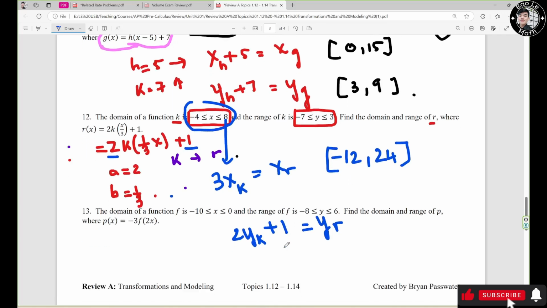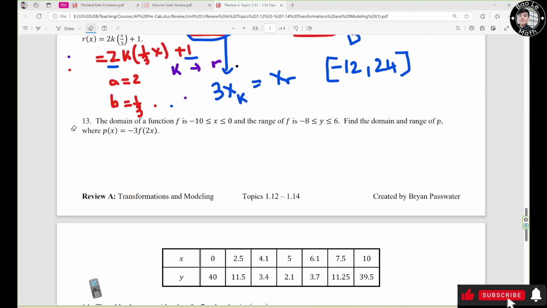Now, for the range, y equals negative 7 right here, substitute over here. So I have negative 7 times 2 is negative 14, plus 1, negative 13, right? 3, substitute over here, it's going to be 2 times 3, which is 6, plus 1, it's going to be 7, right? Now let's move on to question number 13.